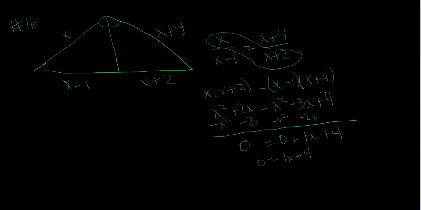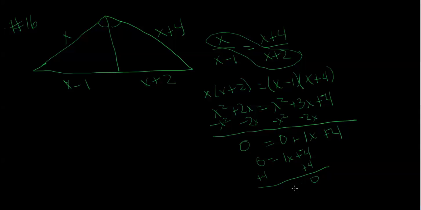So if I now want to move that 4 back over so that I can solve this for x, I'm going to add 4 to each side. That gives me 0 here and 4 here. So 4 equals 1x or 4 equals x.